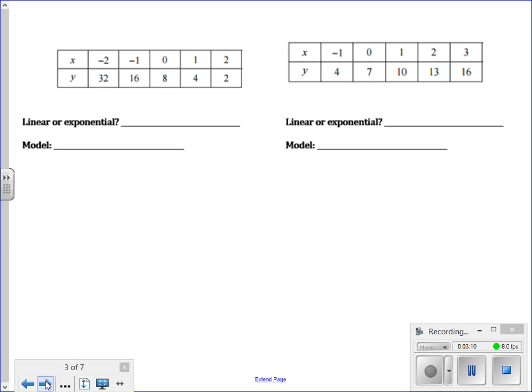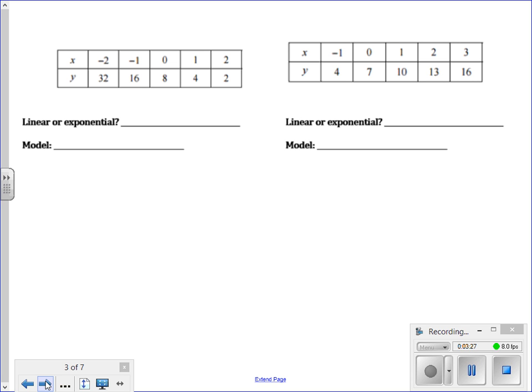I have two more tables that are going to ask me the same thing. I have to decide if they're linear or exponential. Go ahead and pause the notes video, and when you come back, if you need help, I will have explained the two problems for you. Alright, hopefully you tried these two tables on your own.